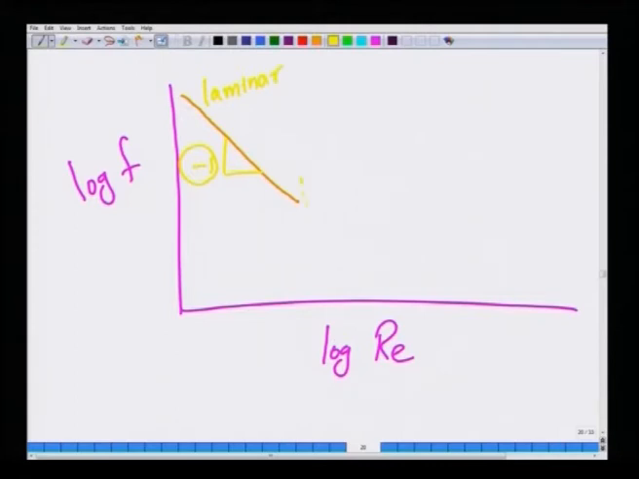But near about a Reynolds number around 2000, the actual curve, let us extend this curve in this fashion. But in reality, what will happen is the following.